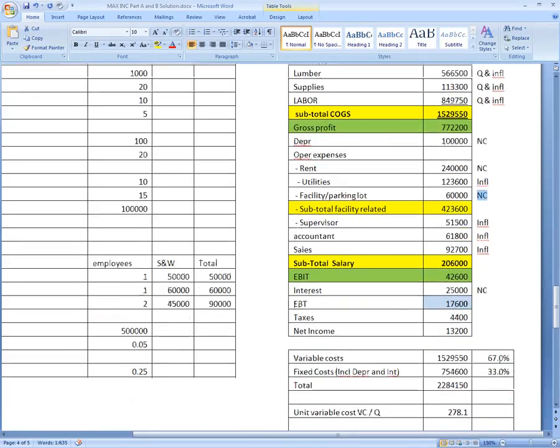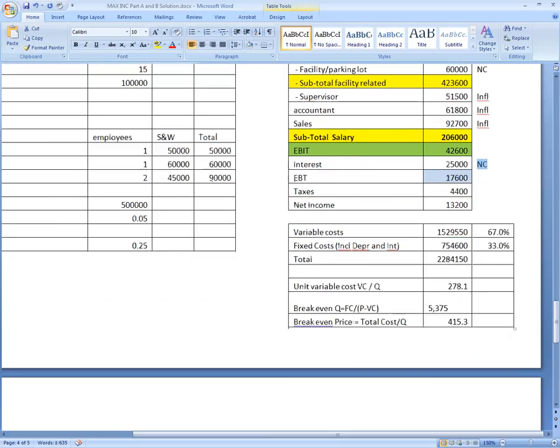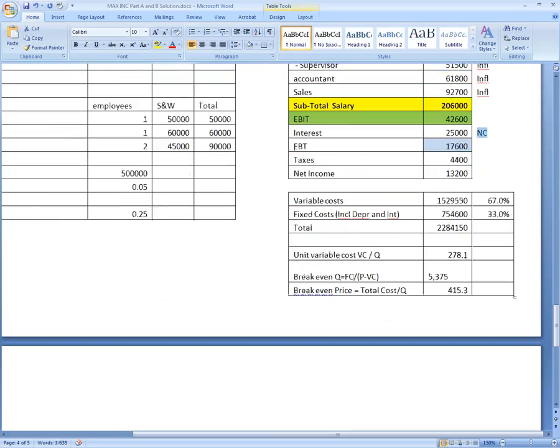We add them up. Supervisor, accounting, salespeople. Again, assumption is they're going to get paid 3% more, so we're going to grow there by 3%. We add them up just like we did in part A. You got the EBIT, you got the interest, no change, NC basically no change in our assumptions, and so on. And we go through it, and we do the calculation, and we'll get the break-even quantity that we'll have to sell 530.75 to be able to break even, or the lowest we can go is 415.